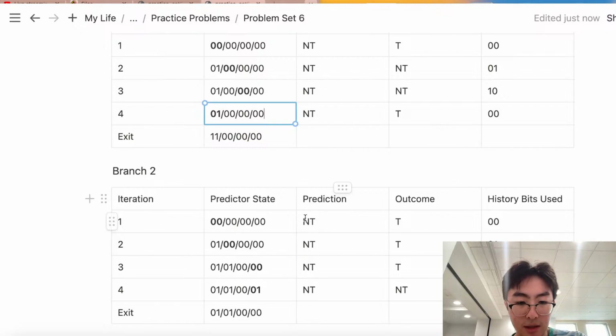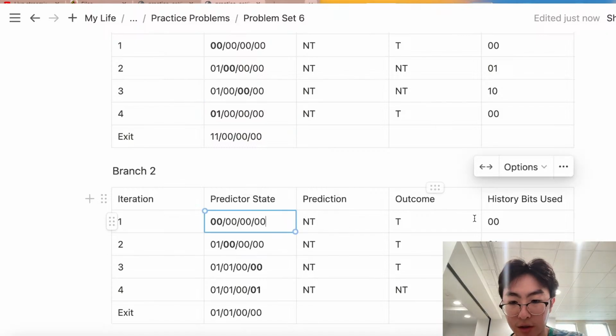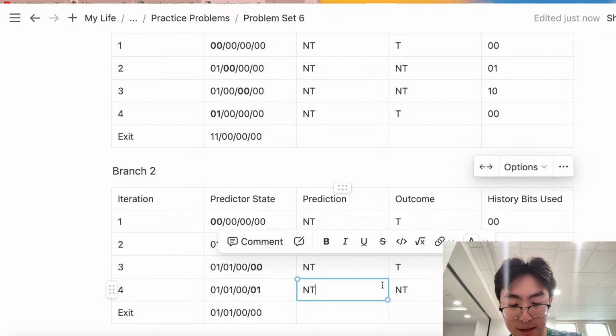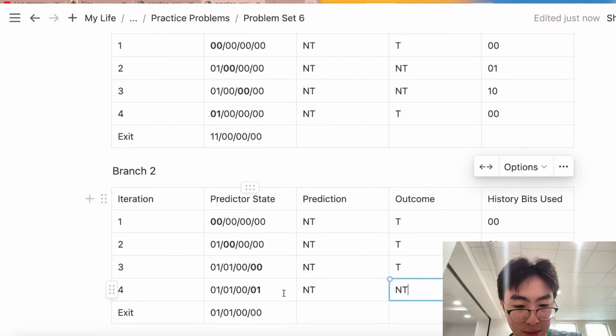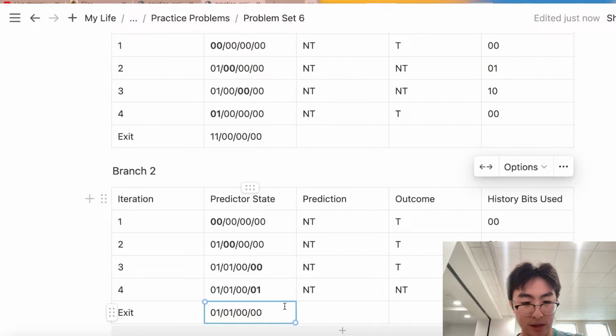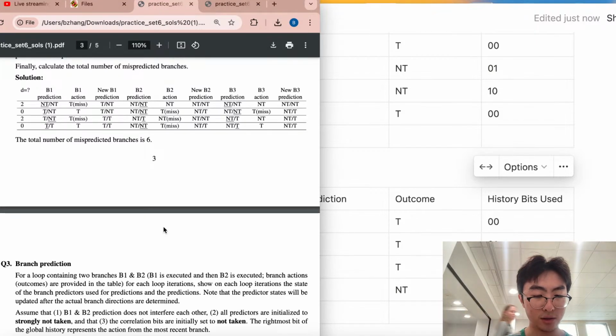Predictor states fresh 0, 0, 0, history bit 0. Okay, taken, not taken. Flip this to 1, right? And then becomes 1, 1. Flip this to 1. And then 1, 1. Flip this back to 0. Let me just get this. Yeah, I think that works.